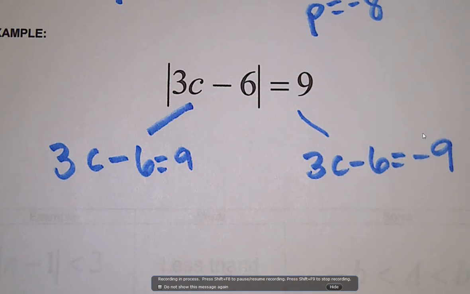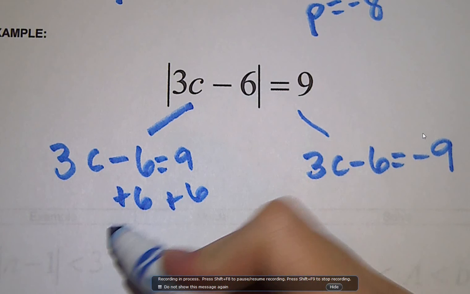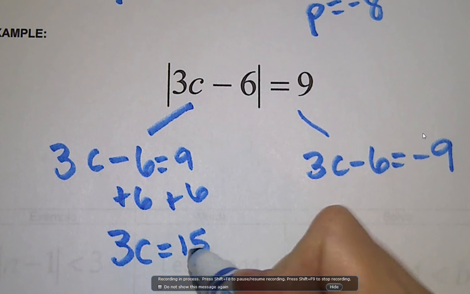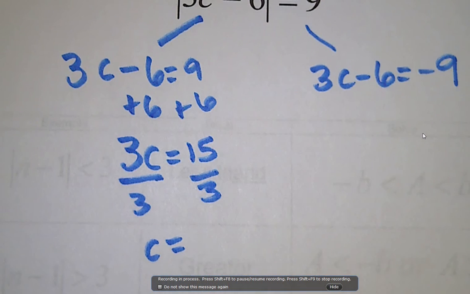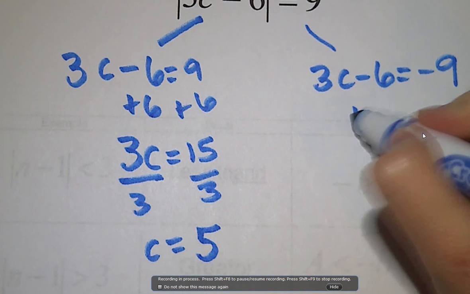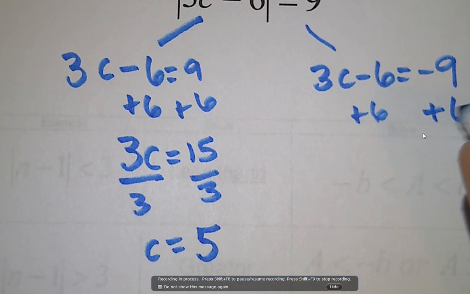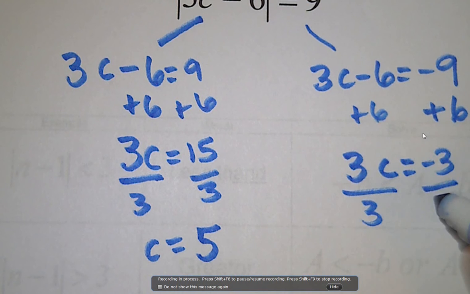Okay, so then I'm going to add 6 to both sides. And I get 3c equals 15. Divide by 3, so c equals 5. That's one of them. Now I come over here. I'm going to add 6 to both sides. I get 3c equals negative 3. I divide by 3, so c is negative 1. So those are my two solutions.